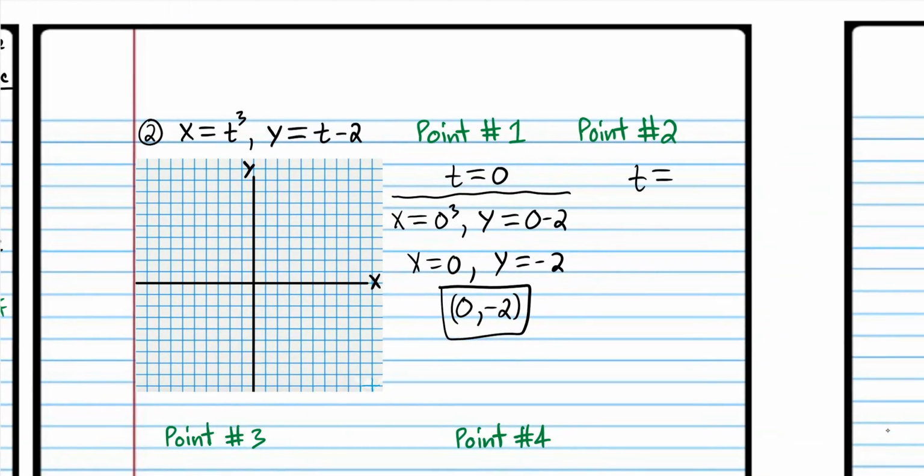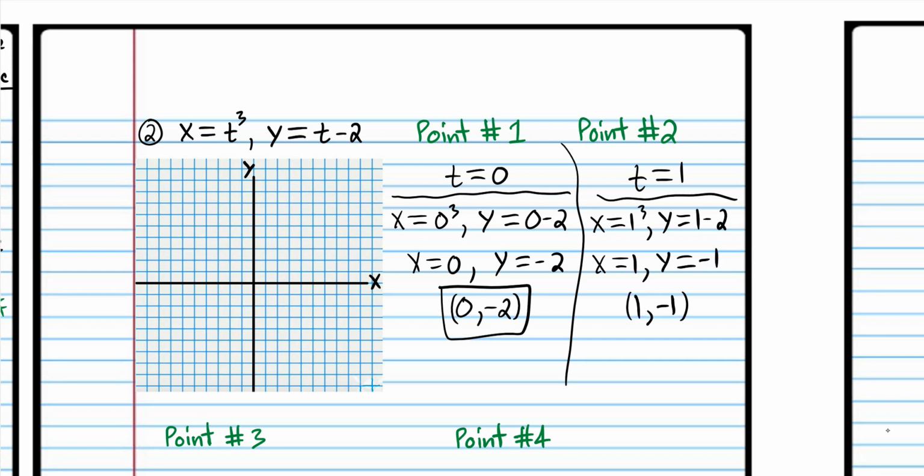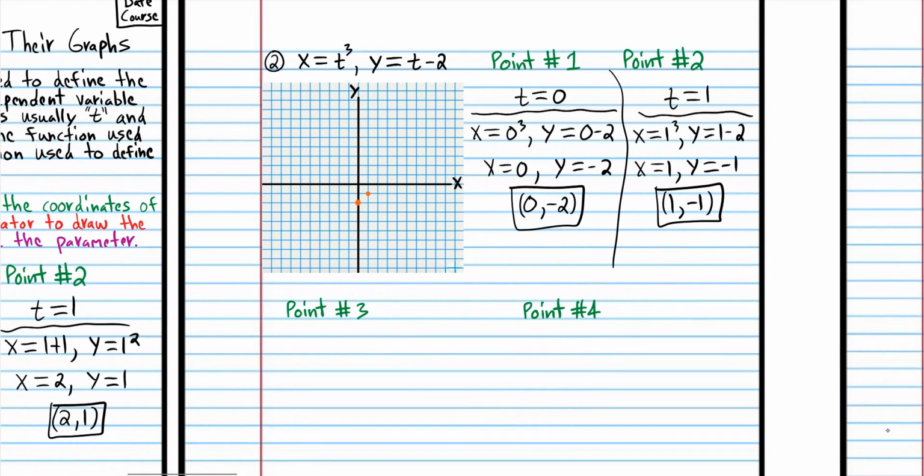So let's try a different t value. Let's try t equals 1. So x is equal to 1 cubed, and y is equal to 1 minus 2. So x is 1 and y is -1. So that's another point. And let's try maybe -2 for t.